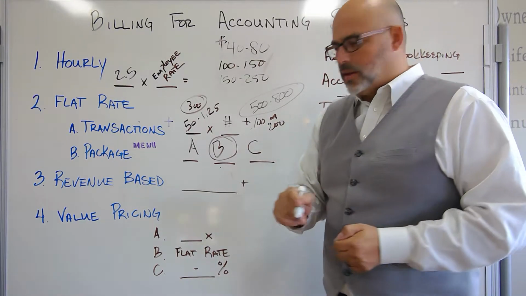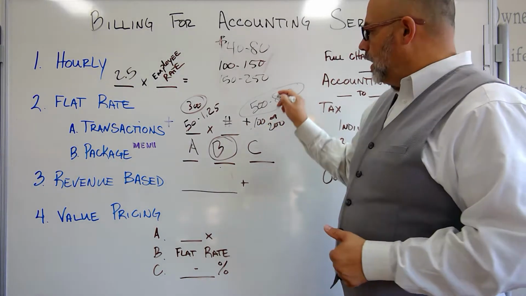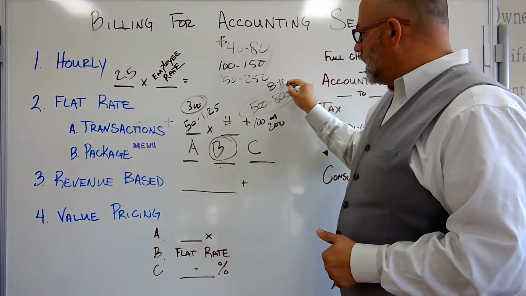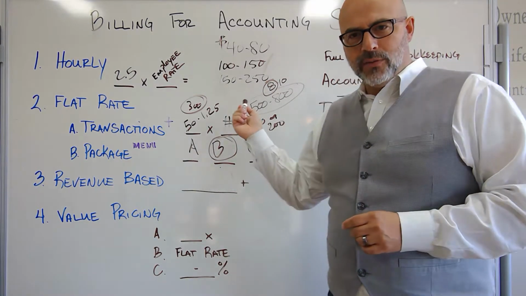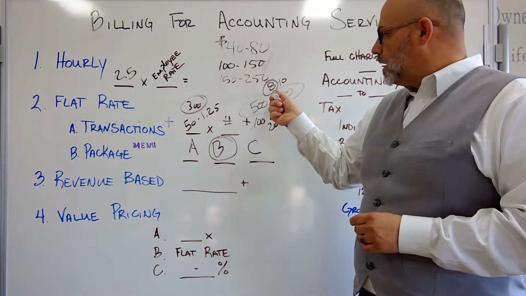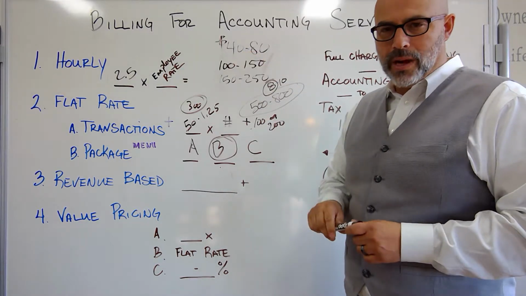Now, here's the beauty of this. Normally speaking, that $500 to $800 range is basically about 8 to 10 hours. Normally it's 8 hours of work each month. So you can definitely see that if you do the math, if it were 10 hours divided into 500, you're getting $50 an hour, which is in that range up there.